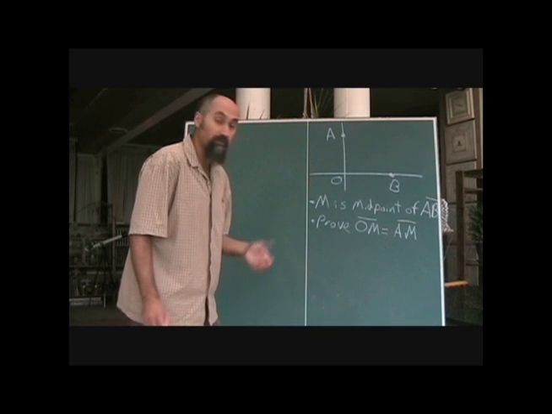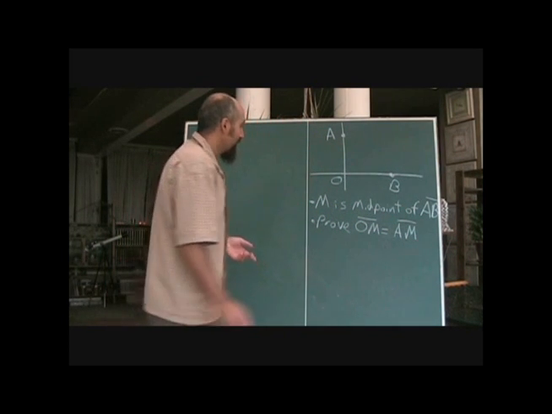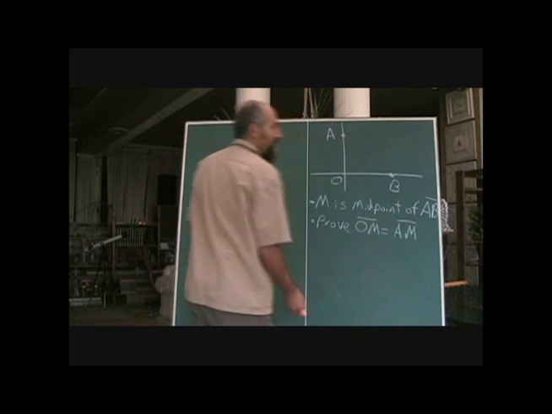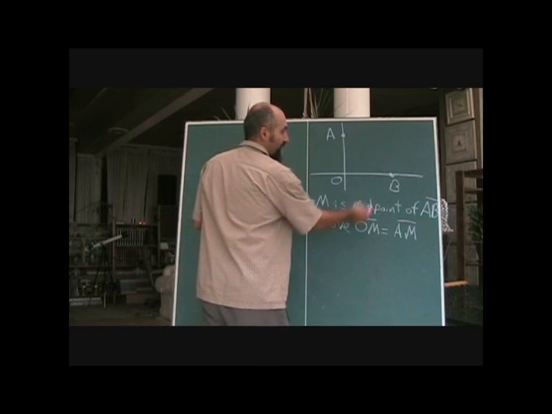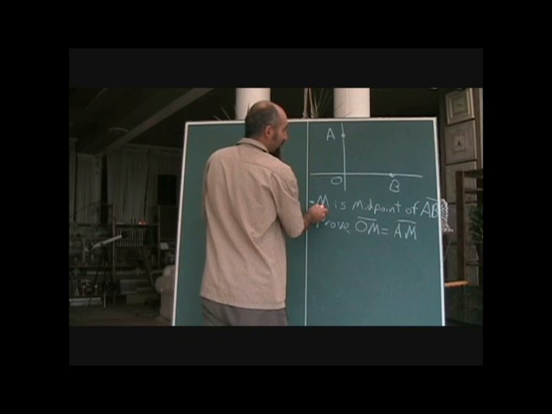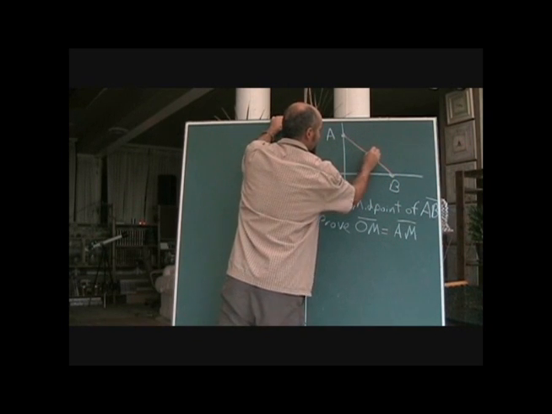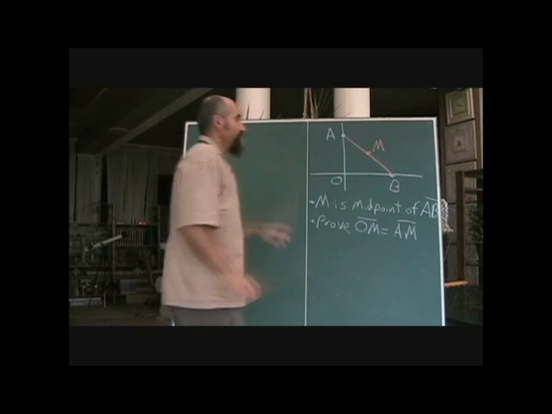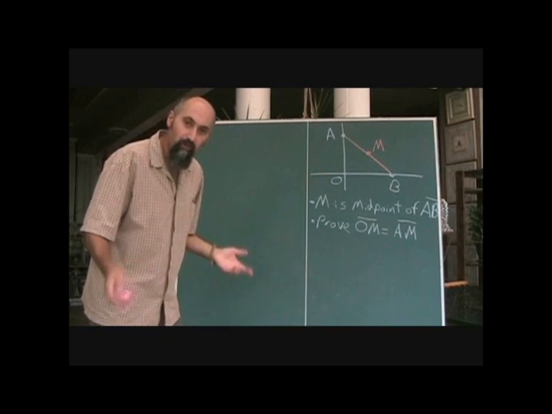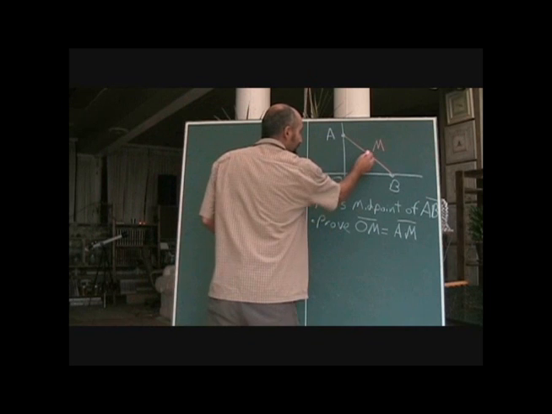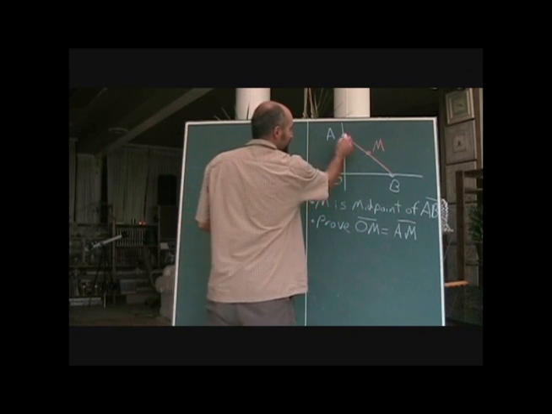Well, we don't have an M on there, so we better put one on, right? M is the midpoint of AB. Here's AB, and M is going to be the midpoint. So if we draw a line, M is going to be right there. So what do they actually want us to prove? That OM, this distance, is equal to AM.